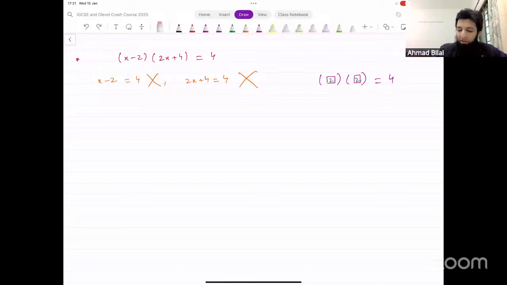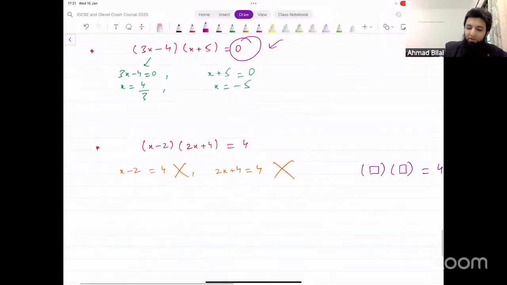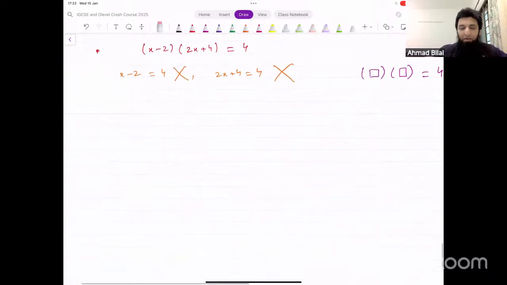Okay, there are many other possibilities as well. Apart from 2, you could also do something like this. You could have 8 here, and you could have 0.5 here. That also gives you a product of 4. So it's not necessary for any one of those brackets to be equal to 4 in this case. We could only use this idea when we had 0 on the other side. With any other number apart from 0, we cannot do it. So how then are we going to solve this?